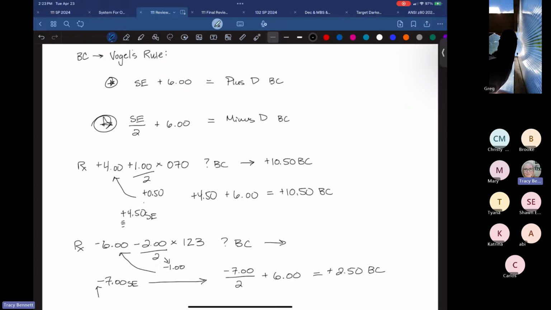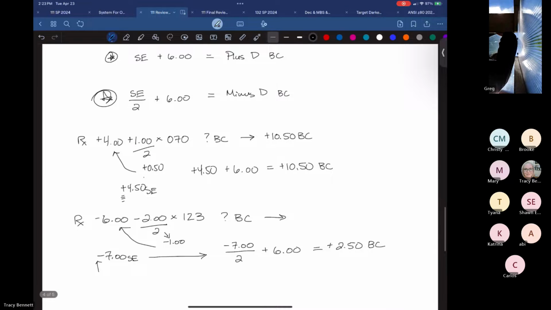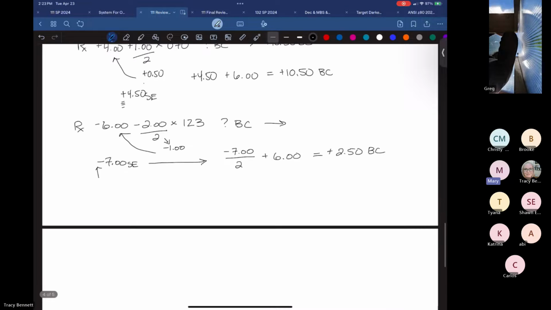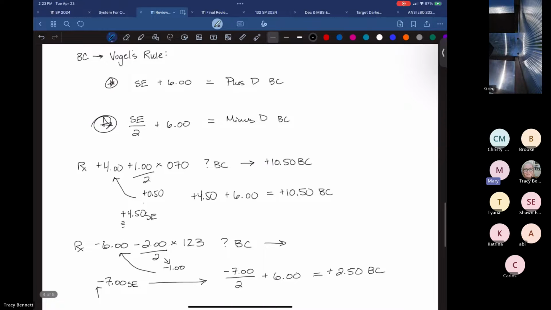Okay? Does everybody feel okay about Vogel's rule? I just wanted to say, for spherical equivalent, we're always just going to divide the cylinder by 2, and what we get, we add it to the sphere. Correct. Okay, thanks. Yep, always.